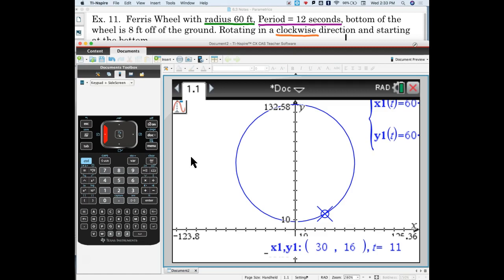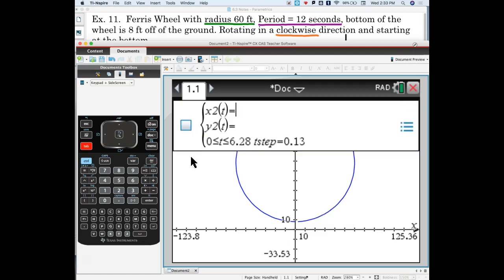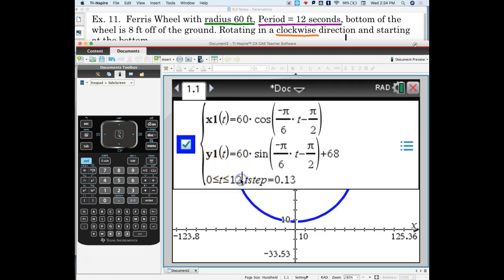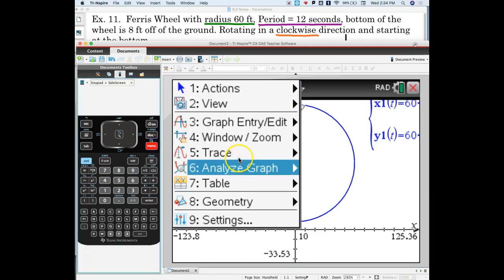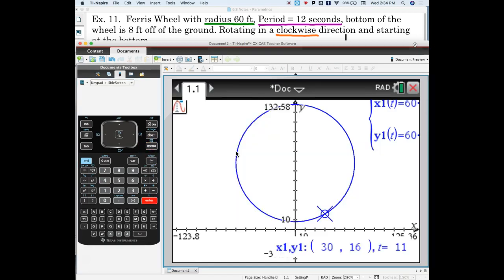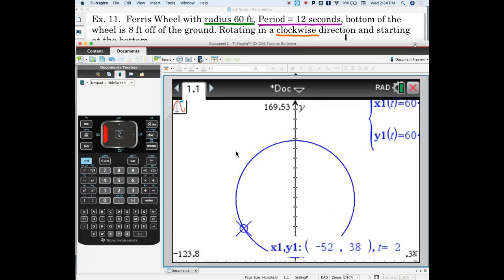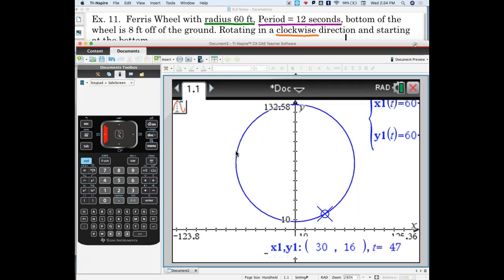The other way that you could have done this is I can go back here, and I can go here to 47 seconds, and now when I trace it, I'm at the same spot, which tells me that at 47 seconds, I am 30 feet to the right and 16 feet up.